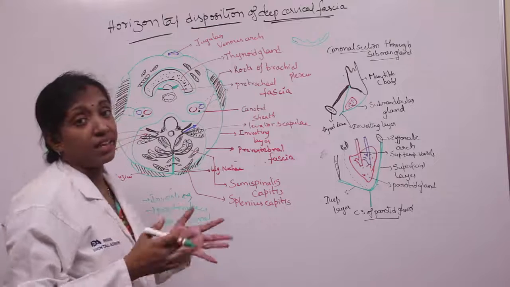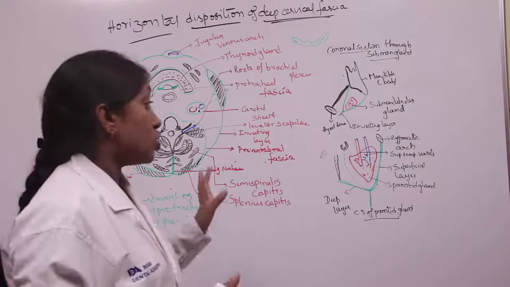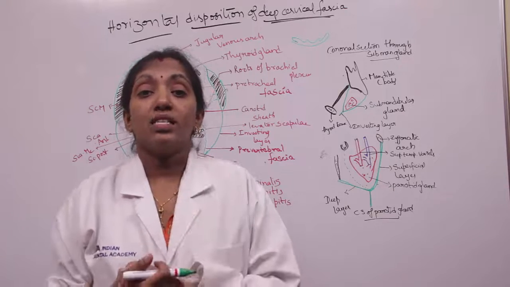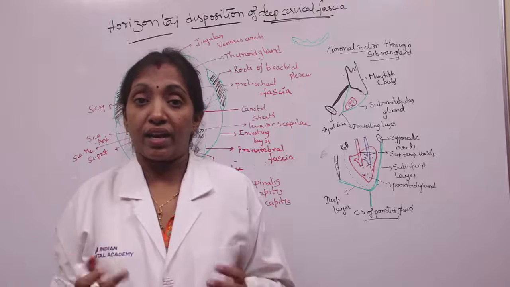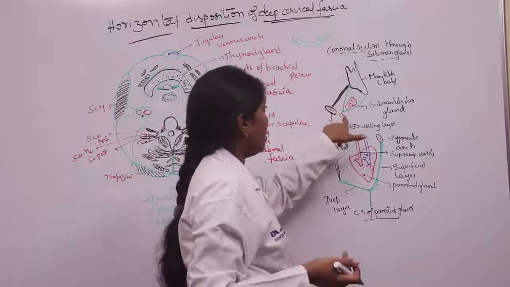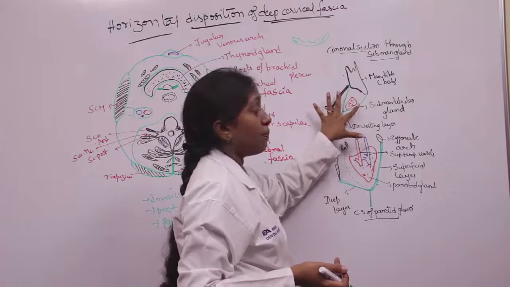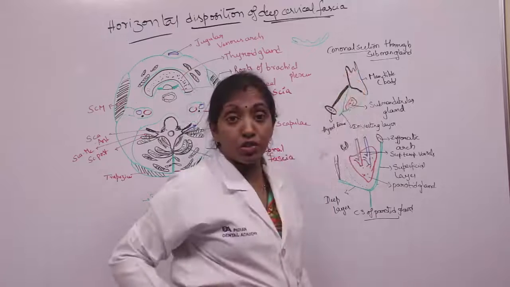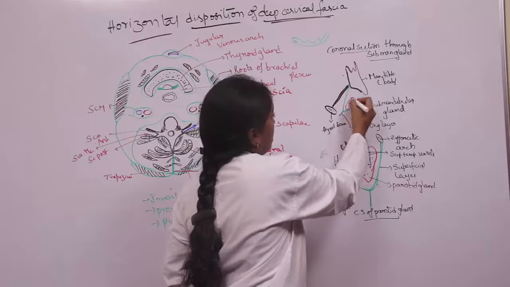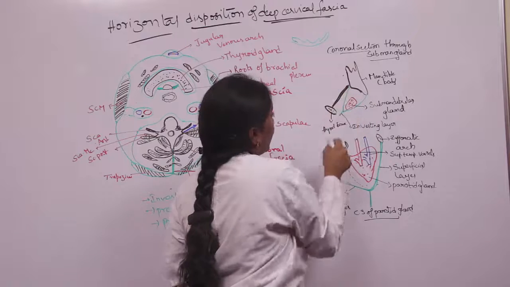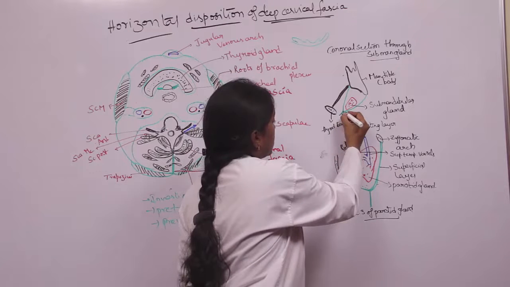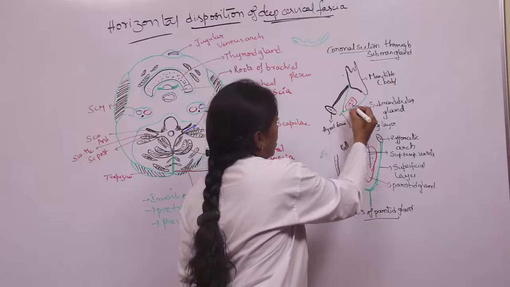Coming to the vertical extent of the deep cervical fascia, it encloses two glands, that is the submandibular gland and the parotid gland. It splits to enclose the submandibular gland. When we take coronal sections through the submandibular gland, so this is the submandibular gland, it splits to enclose it by covering its lower and medial surfaces.